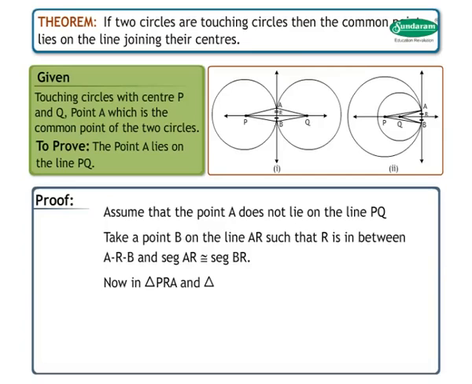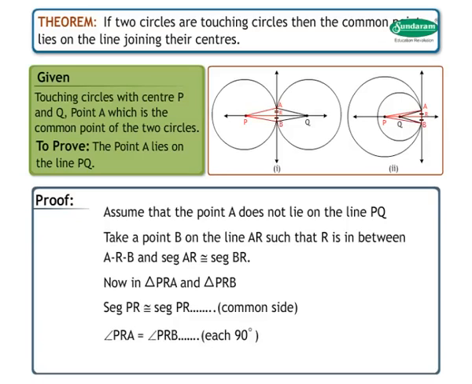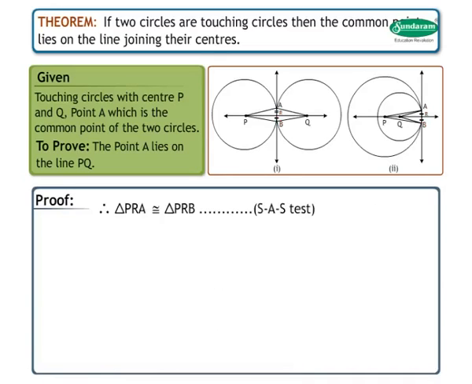Now, in triangle PRA and triangle PRB, segment PR is the common side, congruent to itself. Angle PRA is equal to angle PRB, since each is 90 degrees. Segment AR is equal to segment BR by construction. Therefore, triangle PRA is congruent to triangle PRB by the side-angle-side test. Segment PA is congruent to segment PB by congruent sides of congruent triangles. Therefore, PA is equal to PB.